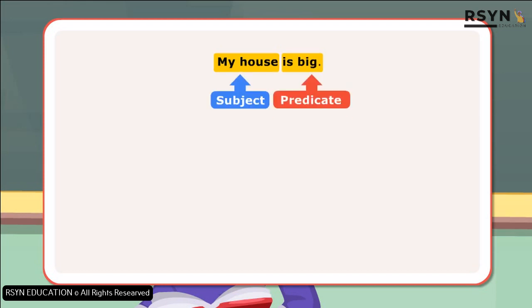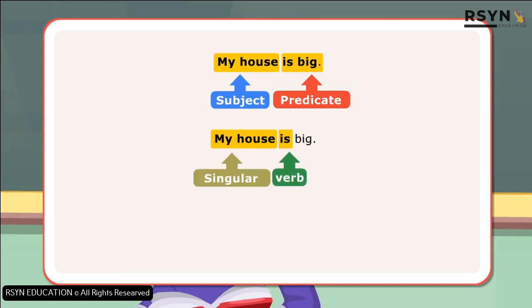A singular subject needs a singular predicate. Example: my house is singular, so use the verb is in the predicate: is big.